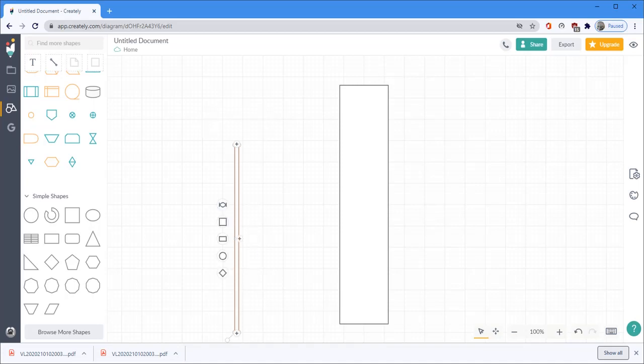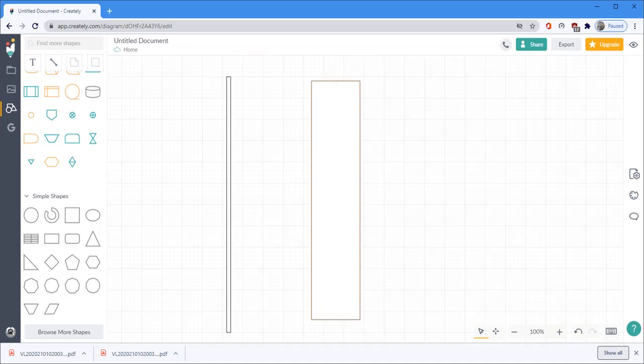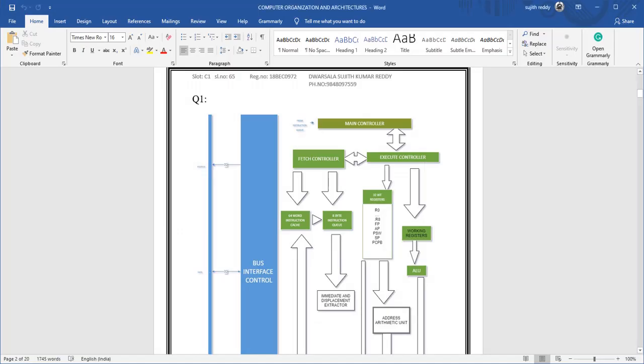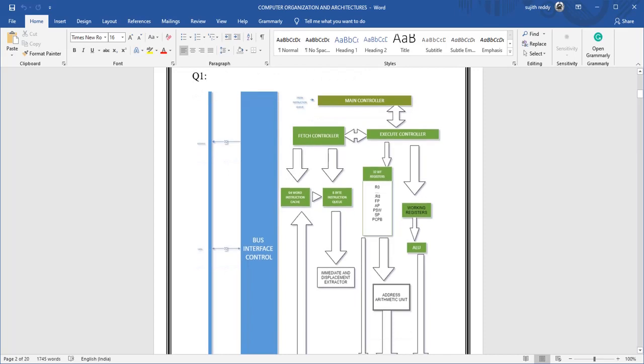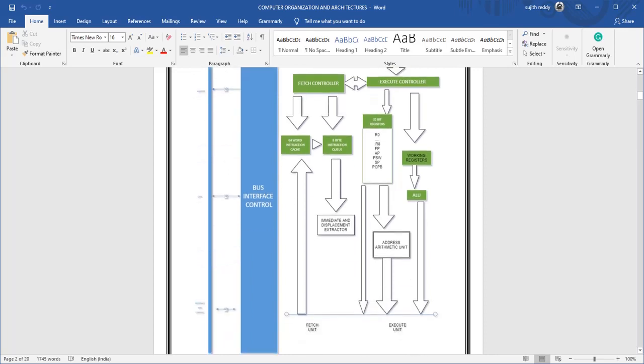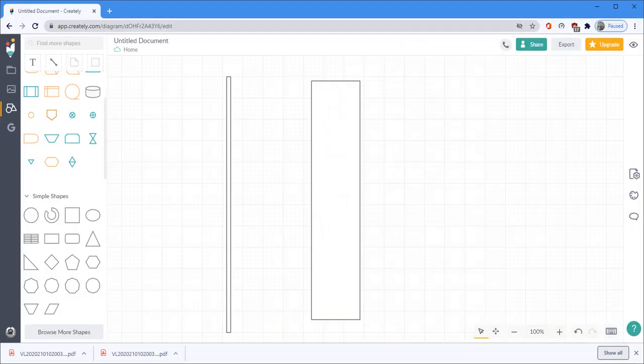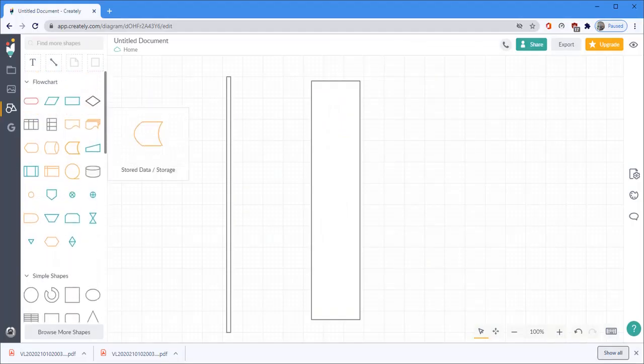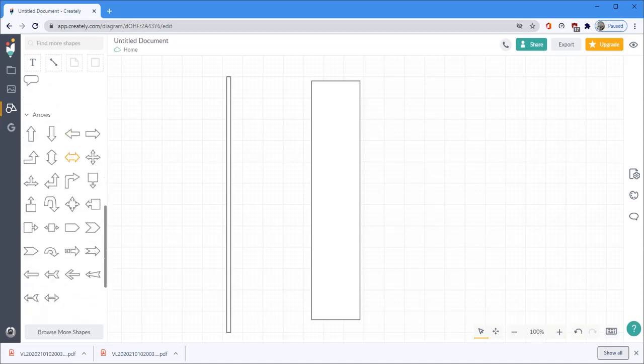Let's just increase the size and I'll show you again. So now this is how you have to draw the bus interface. From the bus interface there are three lines going: the first is address, the second is data, and the third is control. So I'm going to take an arrow, a small arrow.